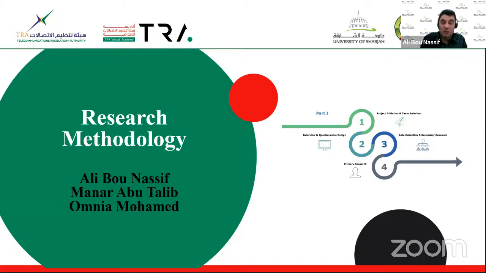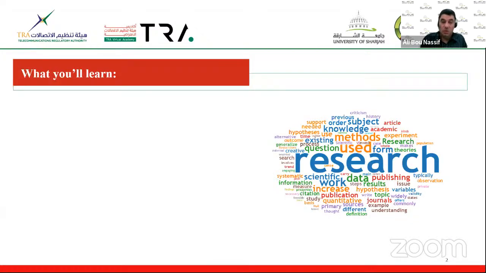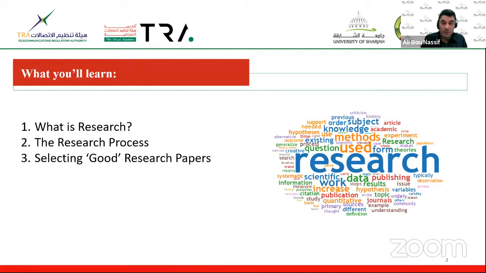This is one of the most important courses we teach our students, especially master's and PhD students who want to conduct research. So today, I will first introduce our agenda. We will define research. We will talk about the research process. Third, we will talk about how to select good research papers, and how to search for trusted information when you need information on a topic. This is important. Then, how to read research papers.